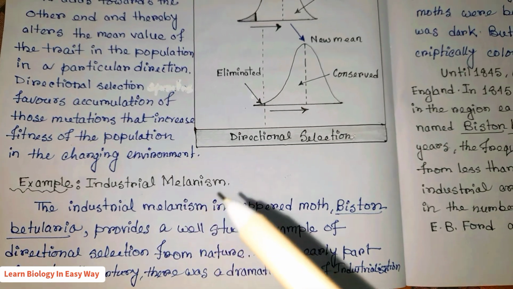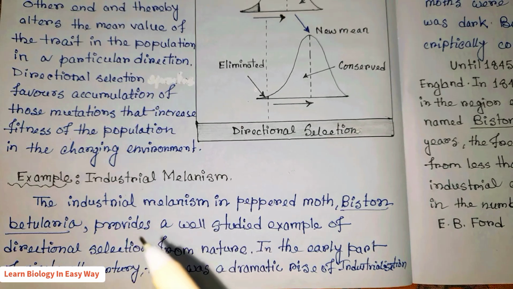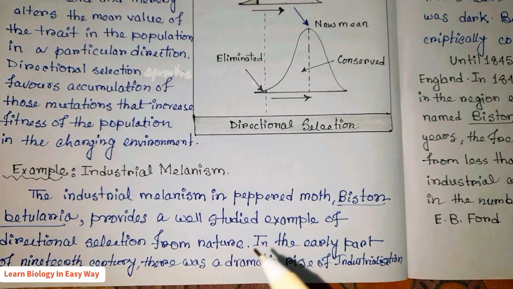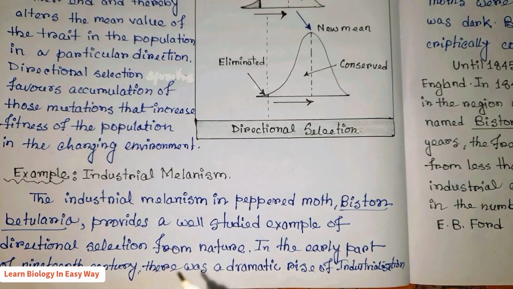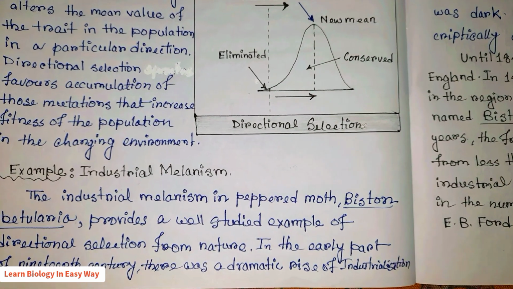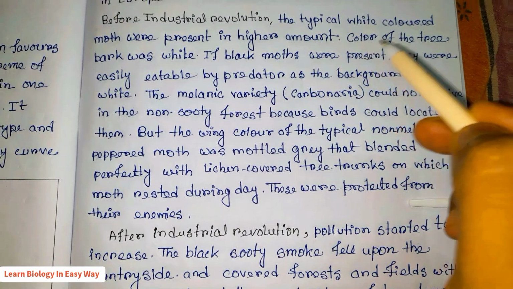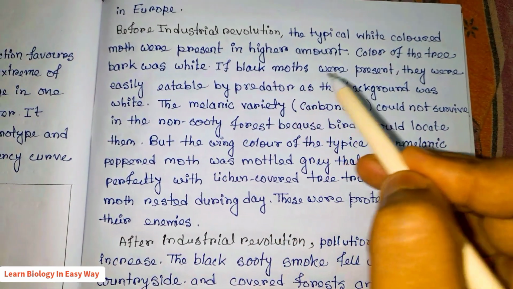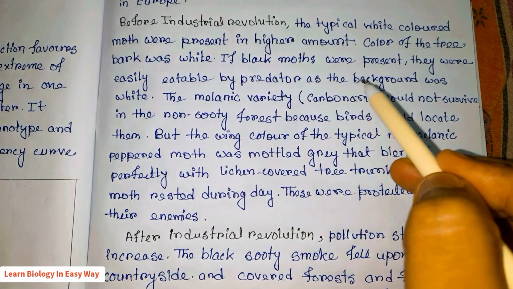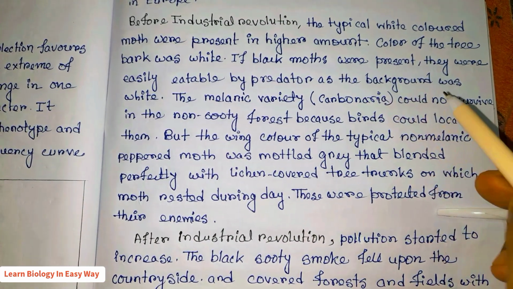Example: industrial melanism. The industrial melanism in the peppered moth, Biston betularia, provides a well-studied example of directional selection from nature. In the early part of the 19th century, there was a dramatic rise of industrialization in Europe. Before the industrial revolution, the typical white-colored moths were present in higher numbers. The color of the tree bark was white. If black moths were present, they were easily eaten by predators, as the background was white.